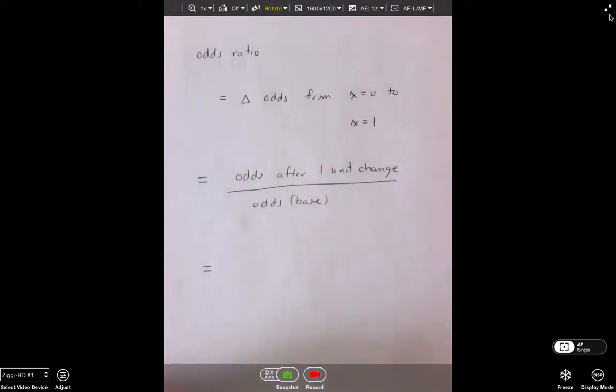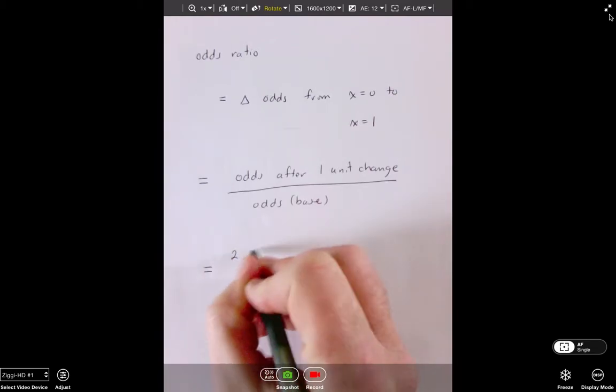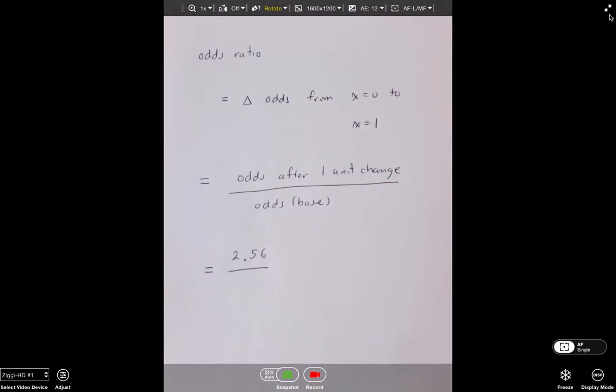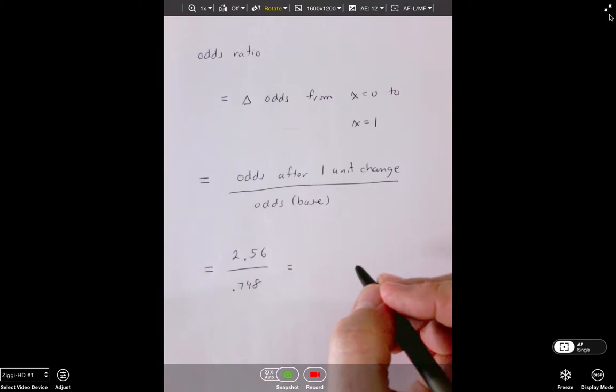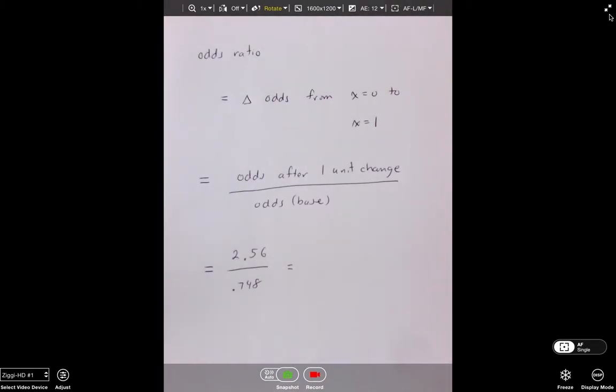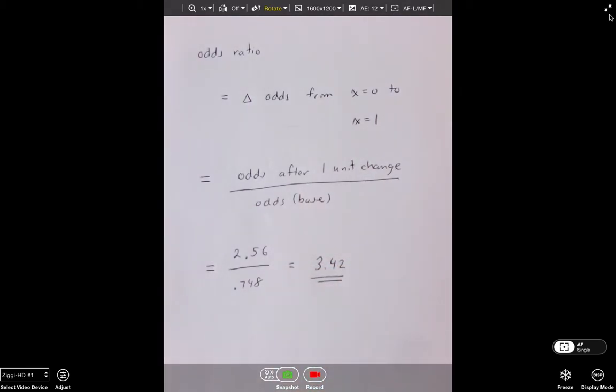So I'm going to have to look this up, guys. I don't remember. Was it 0.22 or something like that? So 0.256. No, 2.56 over 0.748. And I get 3.42. So guys, this will be the odds ratio.